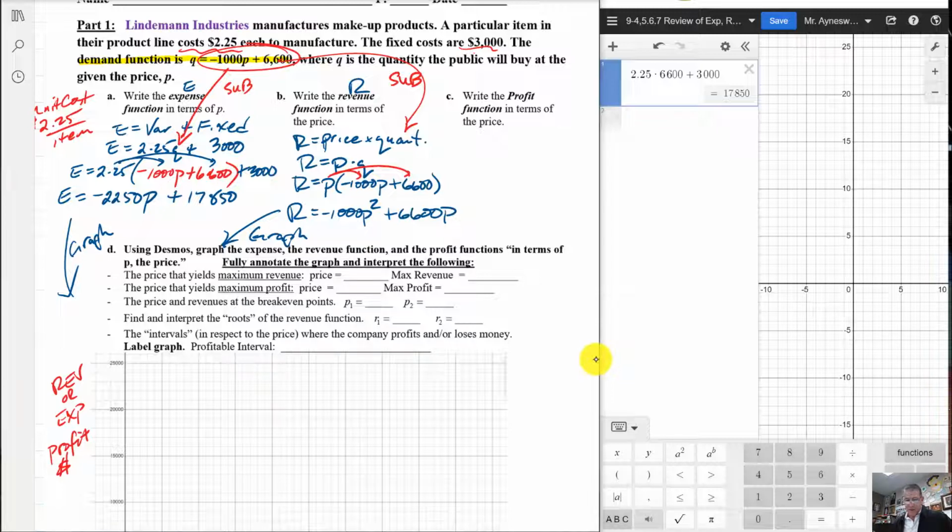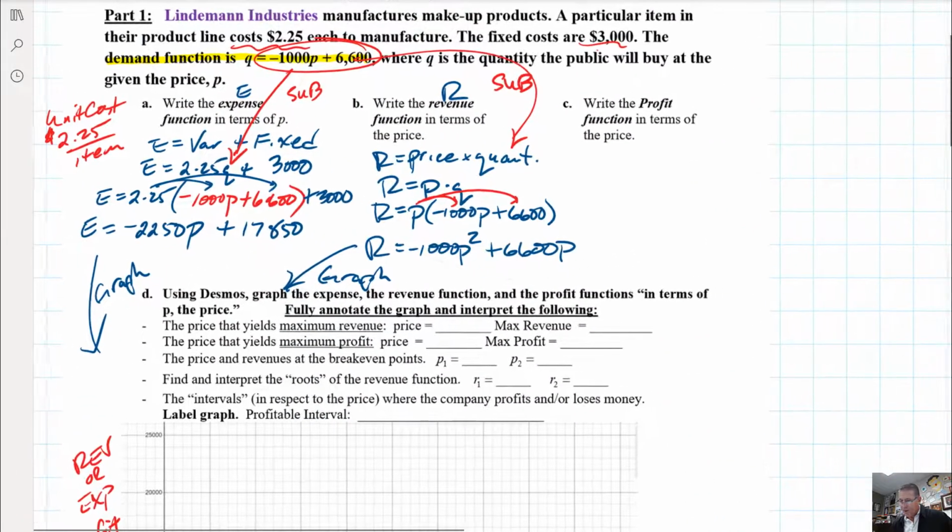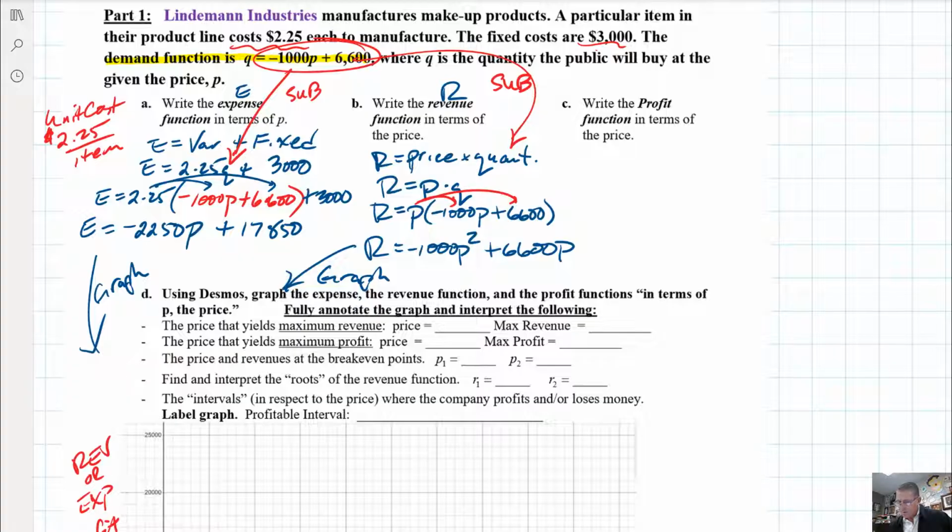And so now what we need to do is get profit in terms of the price. Now profit, as we talked about in section 7, so this is section 9.7 here. The main concept for profit, capital P for profit: let's just make it simple here. Capital P for profit is equal to the revenue minus your expense. Little p is price, capital P is profit. Just keep that in mind.